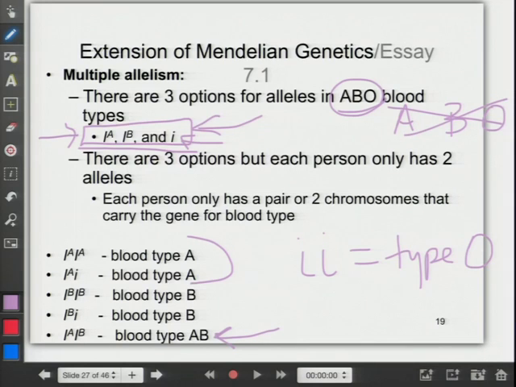Okay? And then mom could have either given you an A or a little i, depending on if she was homozygous or heterozygous. Right? And then type B is the same way. Either homozygous or heterozygous is possible.